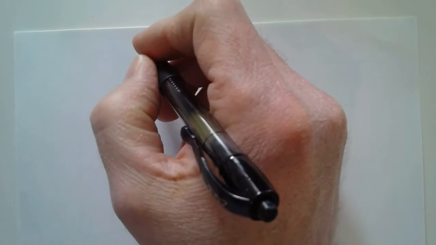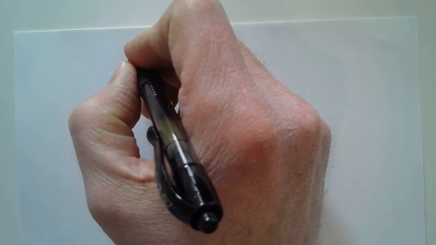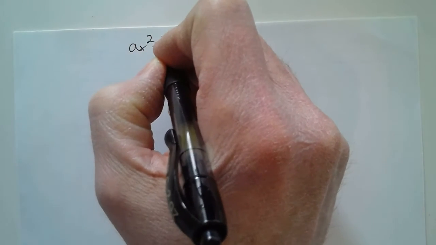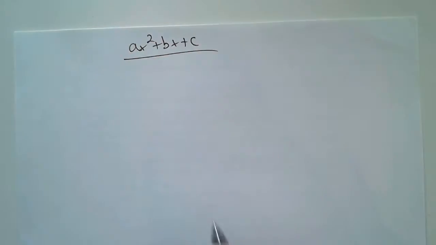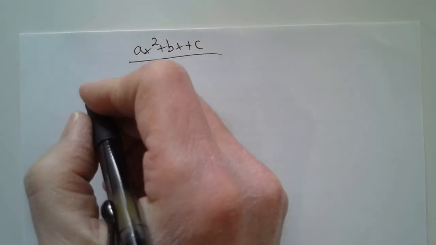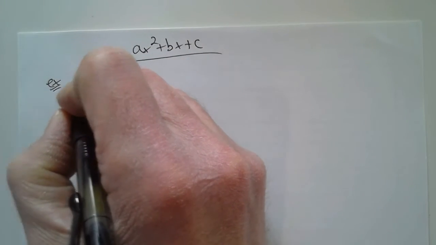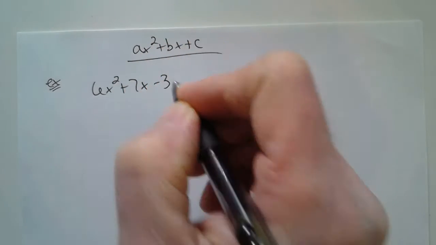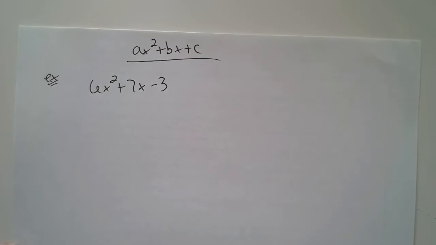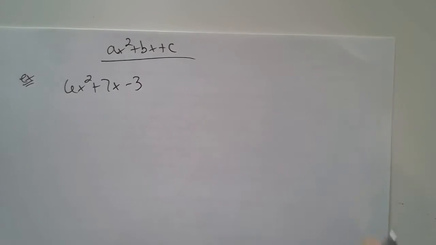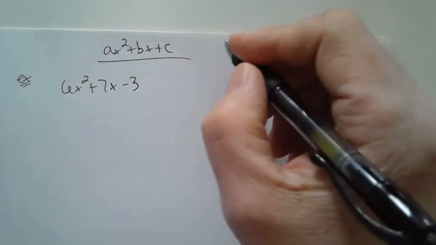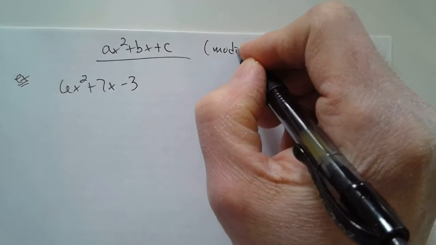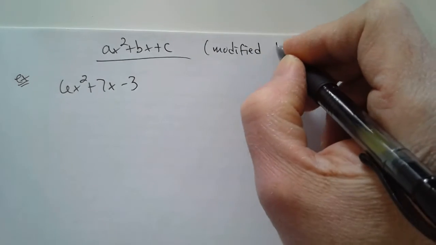So we have a trinomial where the leading coefficient is not 1. So how am I going to write that out? I'll just call it ax squared plus bx plus c. So if I have like 6x squared plus 7x minus 3, and I was going to factor that, it's like a modified diamond problem. We can call it that maybe. Modified diamond.